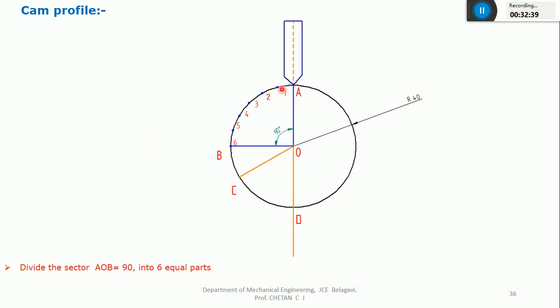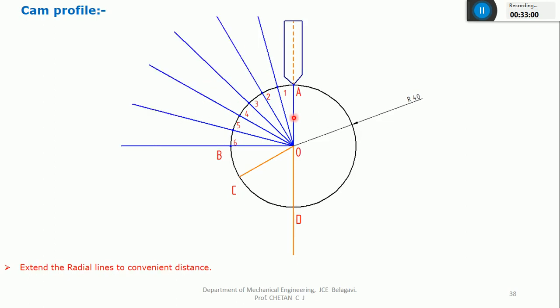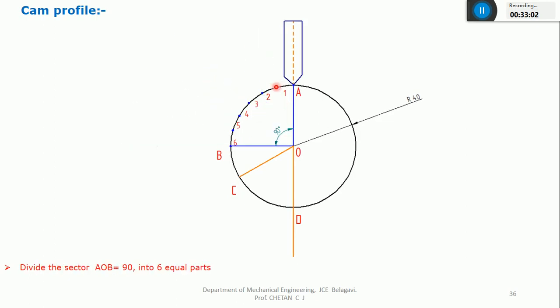So I want 6 equal parts. 90 by 6 is 15. From this reference line OA, just mark. Since you are keeping the protractor here, you can mark the first angle, that is 15. Next angle 15, 15, 15, 15. Total 6 equal parts. After that, you can indicate the points on the circumference of the circle.